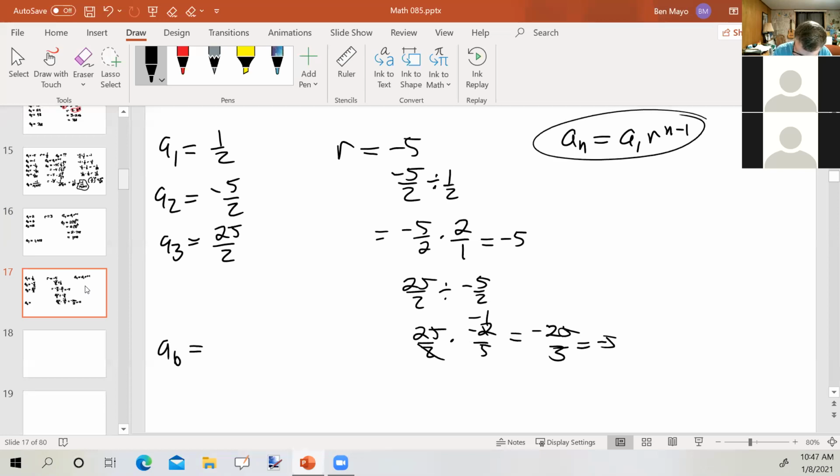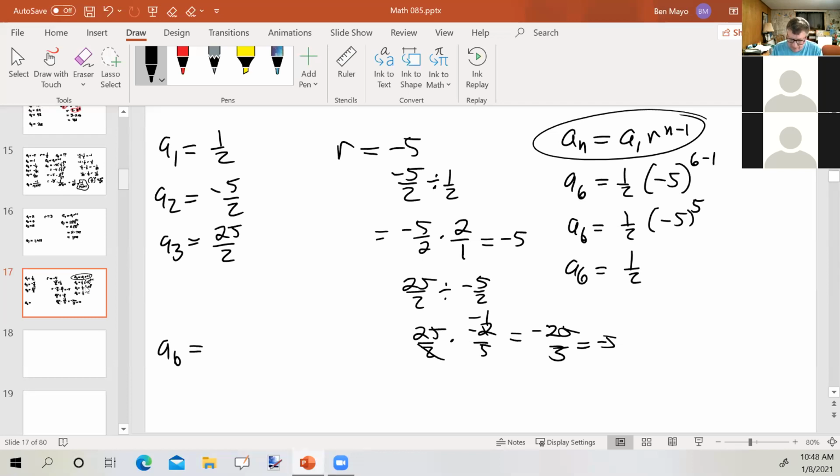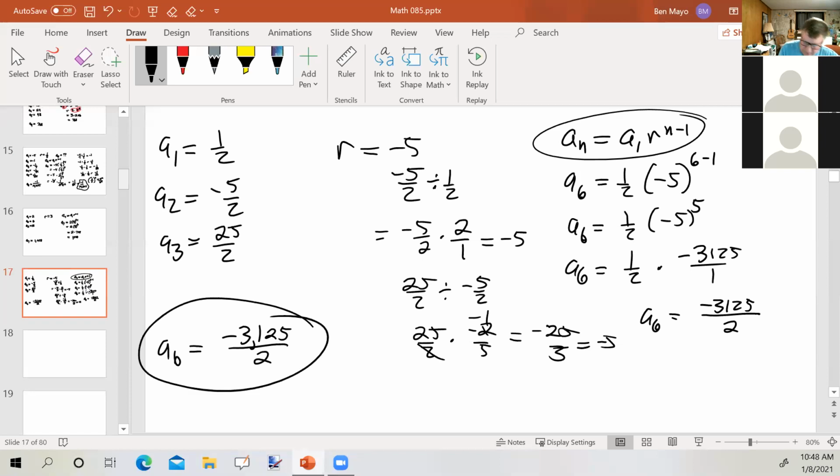So now, using this formula, a₆ is a₁ times r to the 6 - 1 power. So a₆ is 1/2 times -5 to the 5th power. Now, -5, parentheses, -5, close it up, to the 5th power is -3125. Okay. So a₆ is going to be -3125/2. And I can't reduce that. I could change it to a mixed number or a decimal, but I'm going to just leave it in reduced fraction form. So there is our answer.